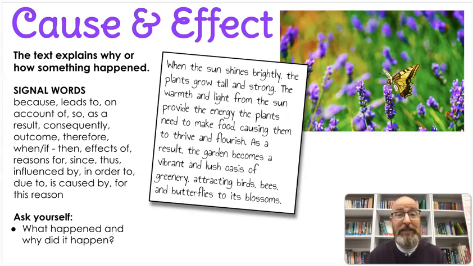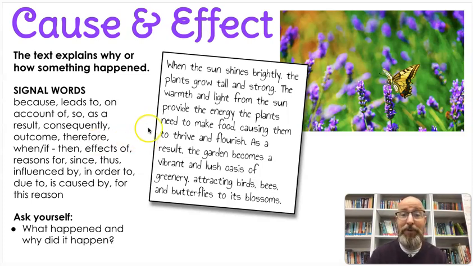So again, a sample text. When the sun shines brightly, the plants grow tall and strong. The warmth and light from the sun provide the energy the plants need to make food, causing them to thrive and flourish. As a result, the garden becomes a vibrant and lush oasis of greenery, attracting birds, bees, and butterflies to its blossoms.